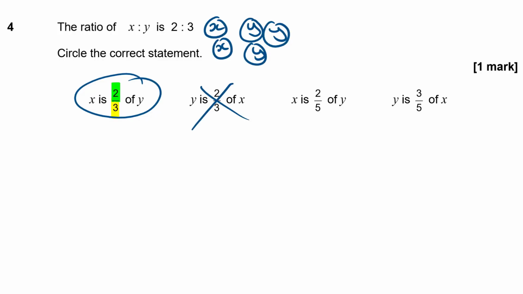X is 2/5 of y. Is that statement true? Well, if I take the number of y's, of which there are 3, and I divide it by 5, I'm going to get 3/5. And if I then times that by 2, I'm going to get 6/5. So that one doesn't work either. I don't have 6/5 of x.